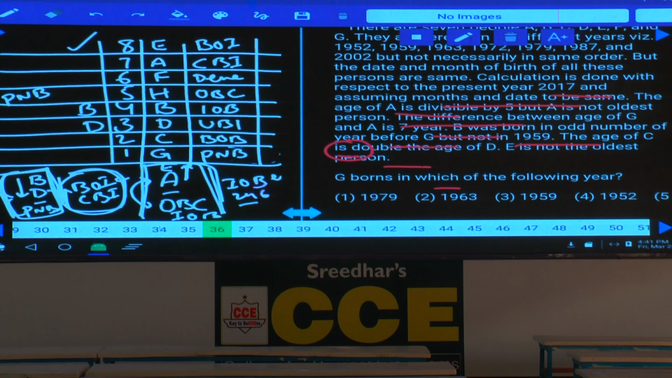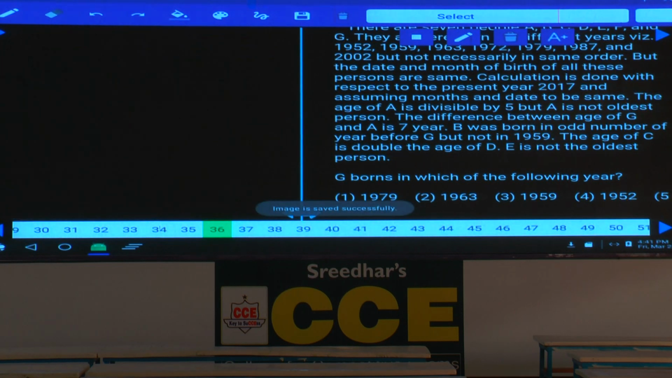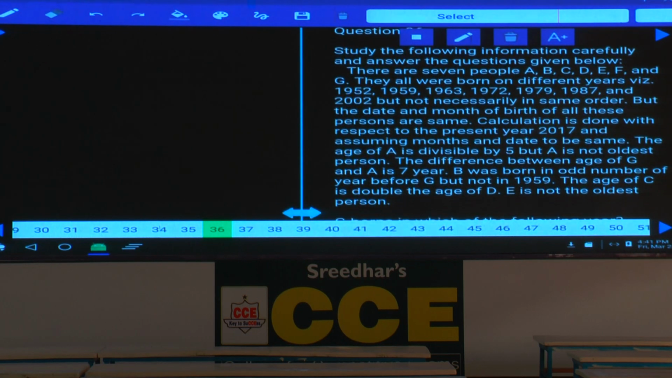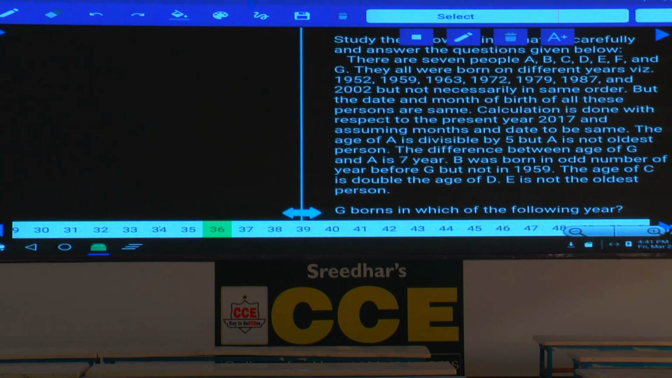The next one, question number 71 to 75. Tell me what is the information given here, 71 to 75. Now there are 7 people. Who are those 7 people? A, B, C, D, F and G, and they are all born in different years.